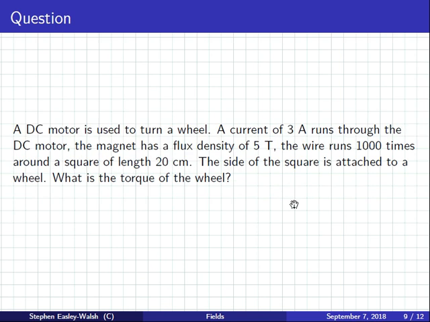A DC motor is used to turn a wheel. You've got a current of 3 amps, flux density of 5 Tesla, 1,000 turns. So the wire goes around 1,000 times. And it's a square of length 20. What's the torque? The turning force. Right, so what formula is this one? IBAN. Okay, so off you calculate. What's the unit? Newton.